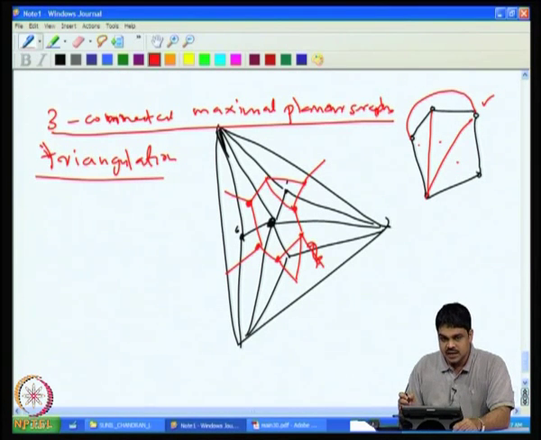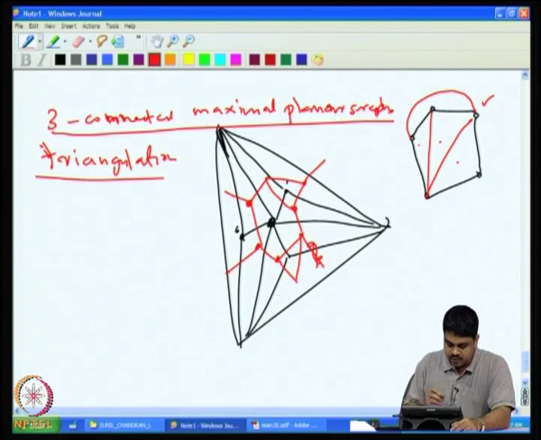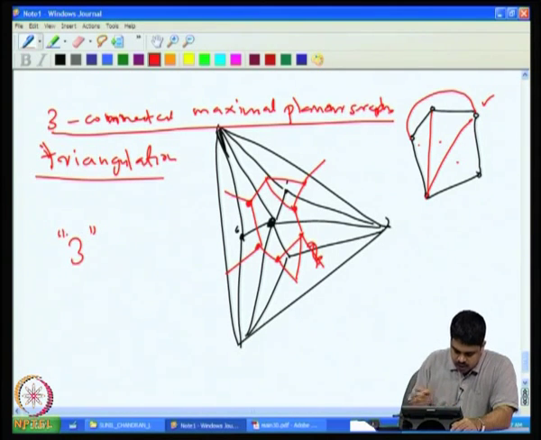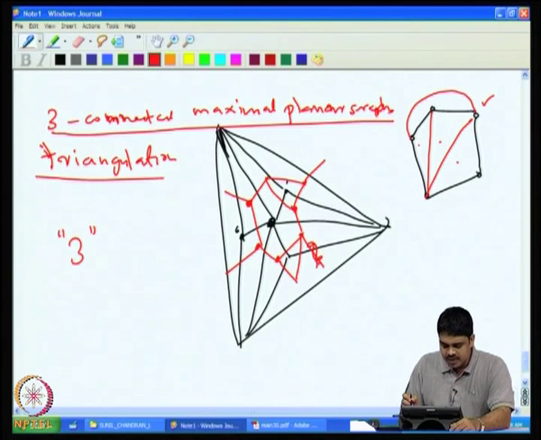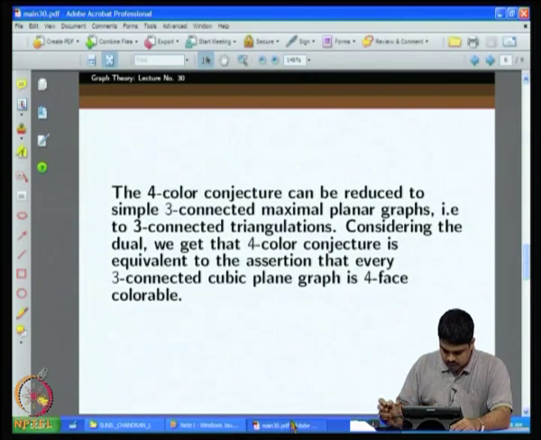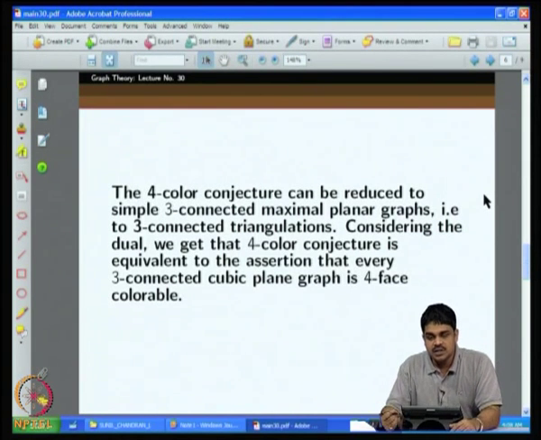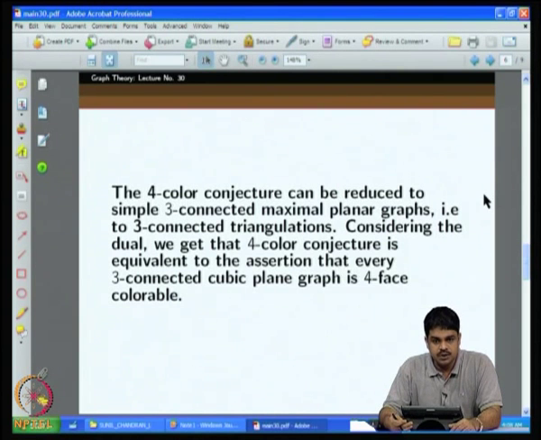Cubic graph means the degree of each vertex of the dual is going to be 3, and it will be three connected, because the original is three connected. So the question becomes like this. Considering the dual, we get that the four color conjecture is equivalent to the assertion that every three connected cubic plane graph is four face colorable. So we can color the faces of the dual with four colors, is what we want to prove.